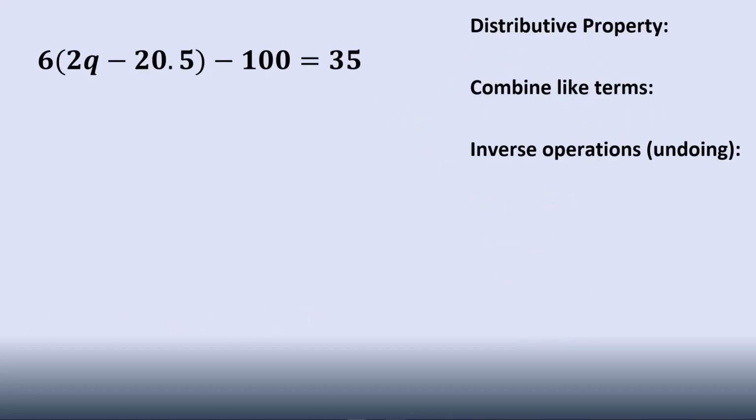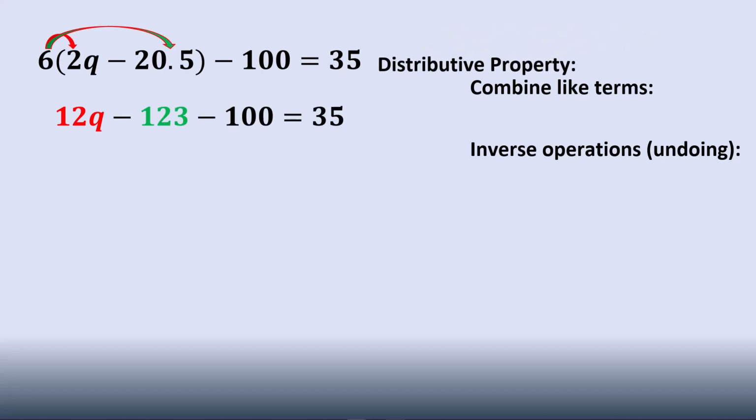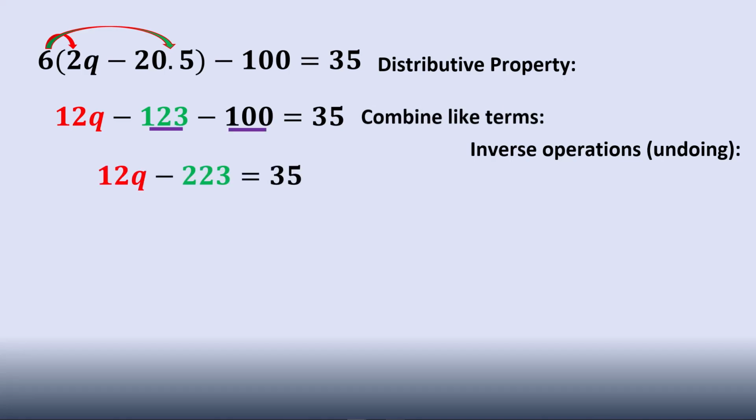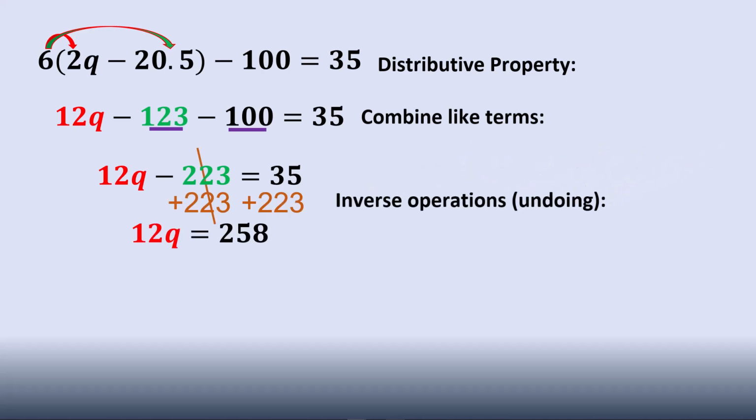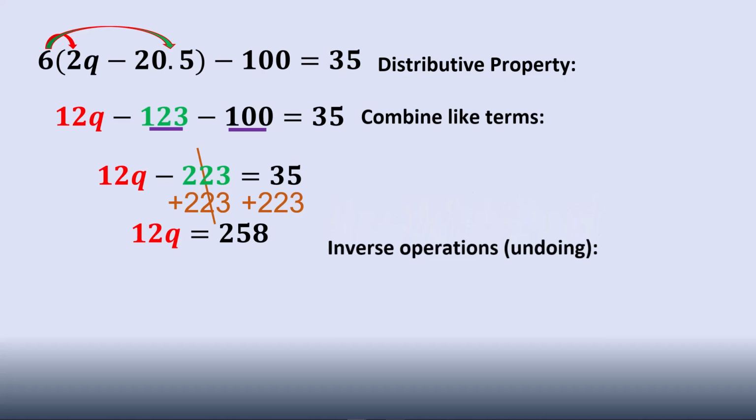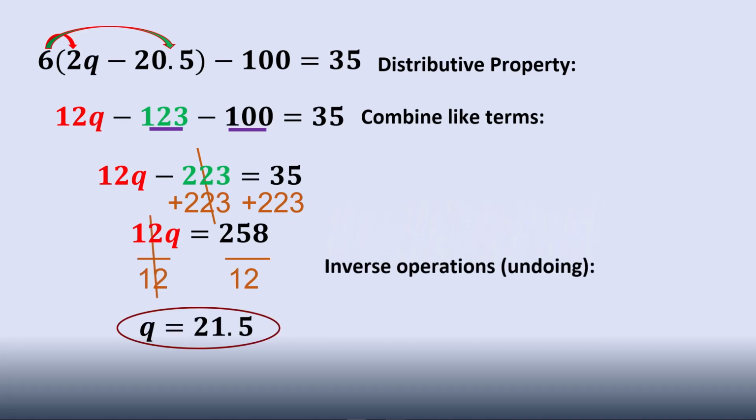Here we see the distributive property happen, so 6 times 2q becomes 12q. 6 times 20.5 is 123. We continue by combining negative 23 minus 100, which is minus 223. We add 223 to both sides, and we get 12q equals 258. We divide both sides by 12, and we get 21.5 as our answer.